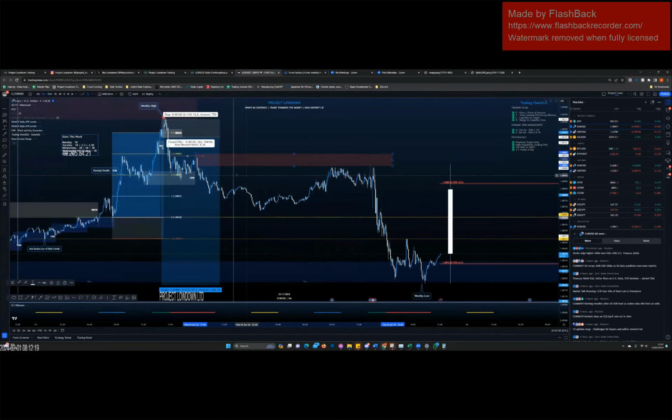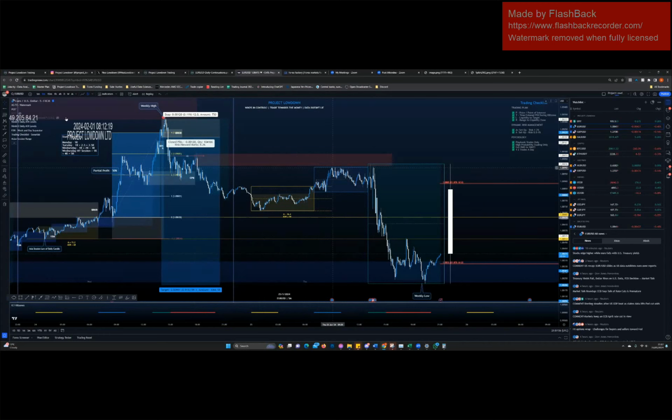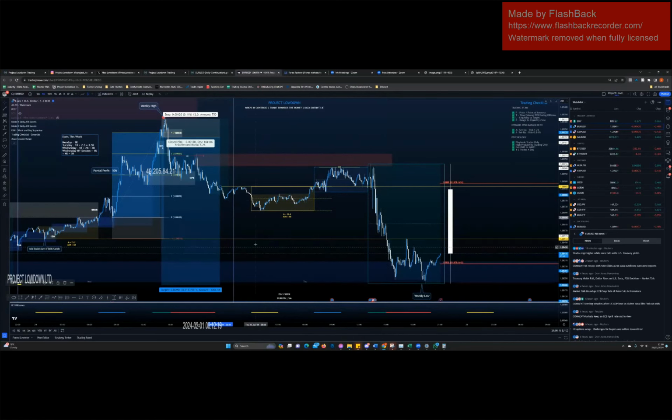If you're one of these Forex snipers, there you go. Super refined, sweet. And then if you want to refine it even more, there is your inducement. Nice and sexy. There you go. Lovely. Now, with that being said, what's our process? Process is the same. Mark the high, mark the low.